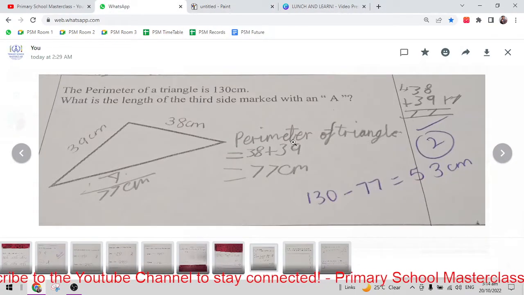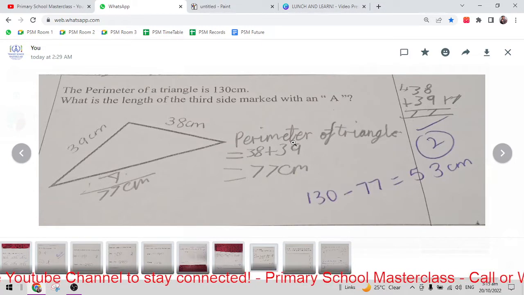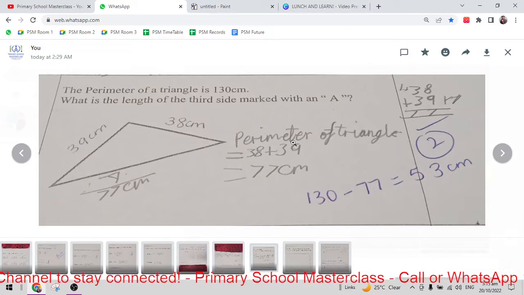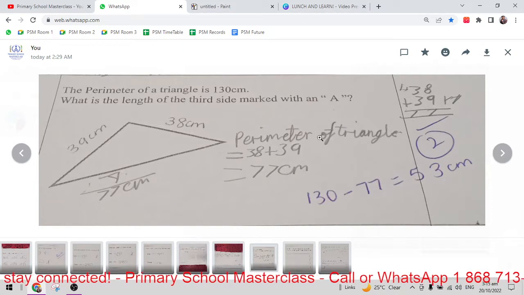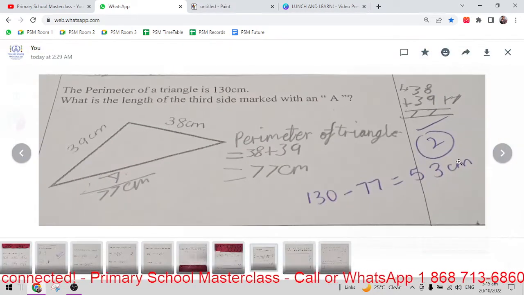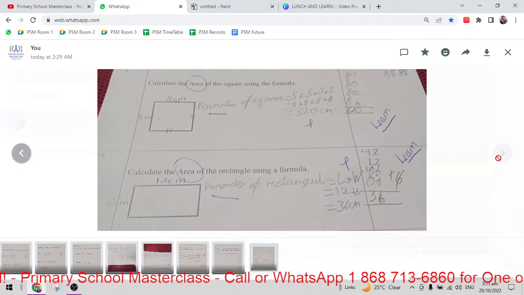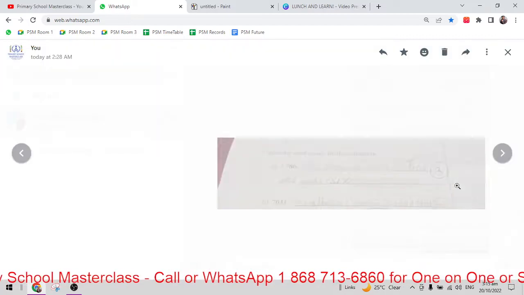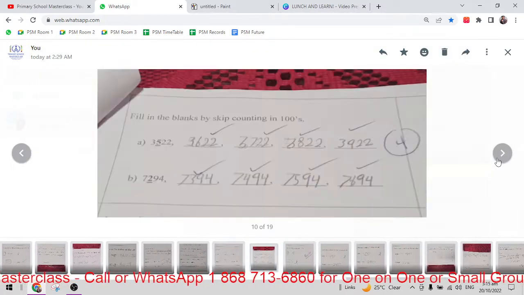Okay, I think you got that pretty much right there. So it's 130 minus 39 minus 38. The answer is 53 centimeters. So, yep, that's pretty much correct. Very good. Good work there. Okay, so just two more questions. Or two more pictures.